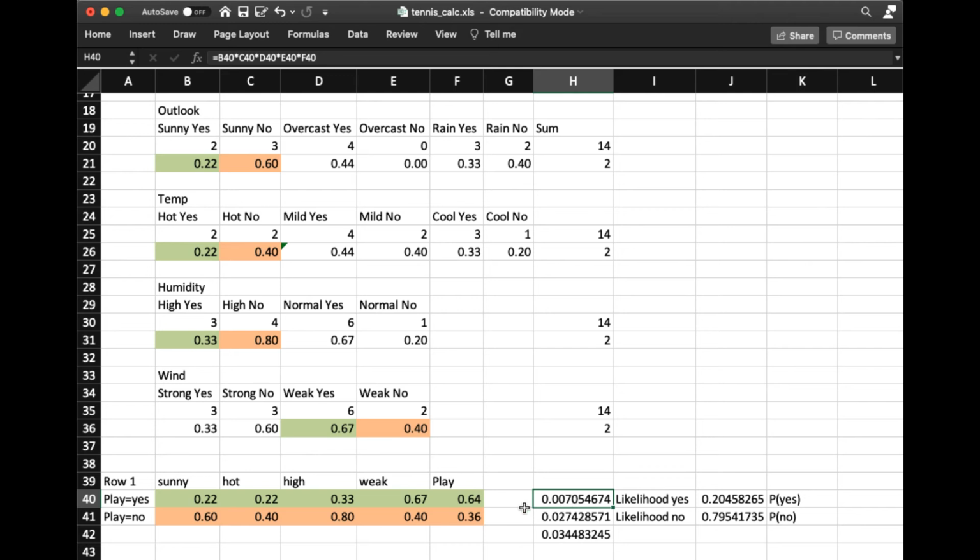And then we just multiply those together. So here we're getting the likelihood that we did play by just multiplying all of these green cells together. Similarly, we get the likelihood that we didn't play by multiplying these orange cells together. And then to turn these likelihoods into probabilities, we just divide by the sum of these two. And we see there's an almost 80% chance that we didn't play, 20% chance that we did play.